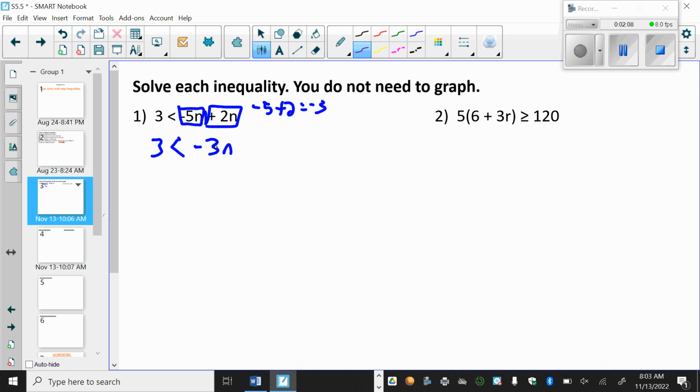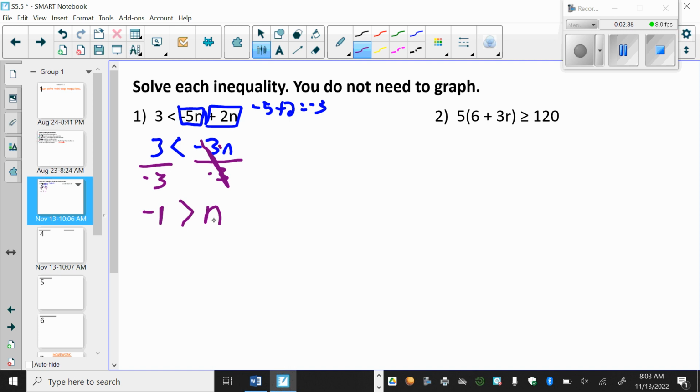I want to break apart multiplication or division. So look, we have 3 is less than negative 3n. I'm going to divide by negative 3. Look, our warning's coming to life. When we multiply or divide by a negative number, we have to flip our sign. So before I do anything, I'm going to switch my sign over. It says less than, I want it to say greater than. 3 divided by negative 3 is negative 1. Negative 3n divided by negative 3 makes 1n.